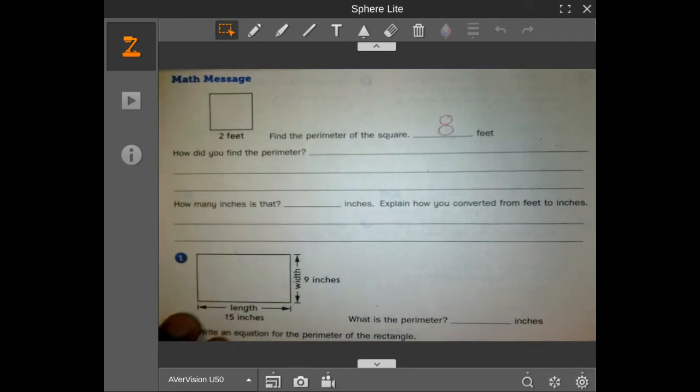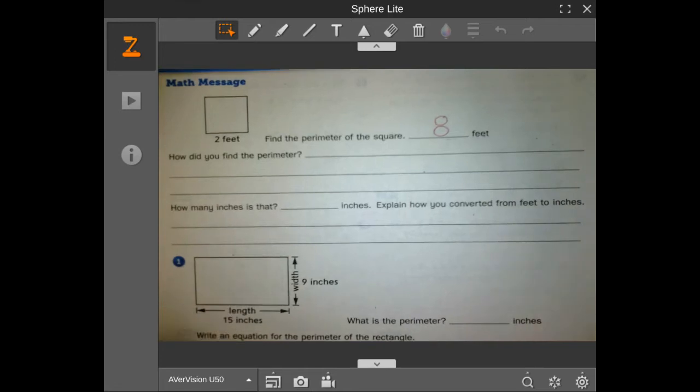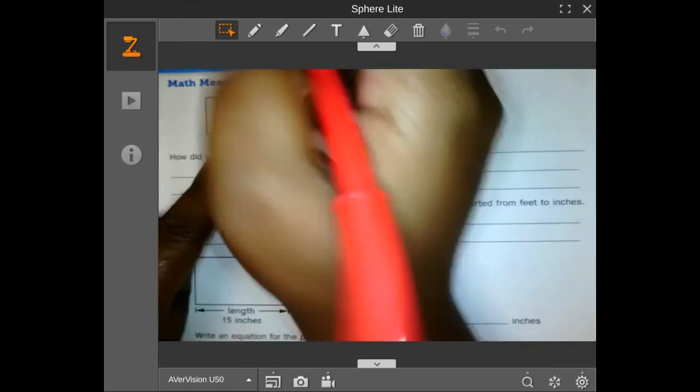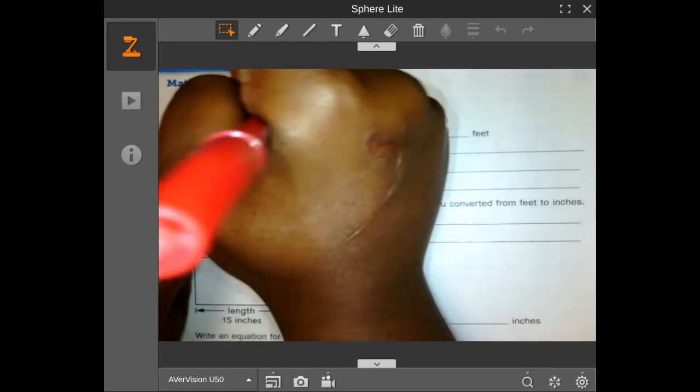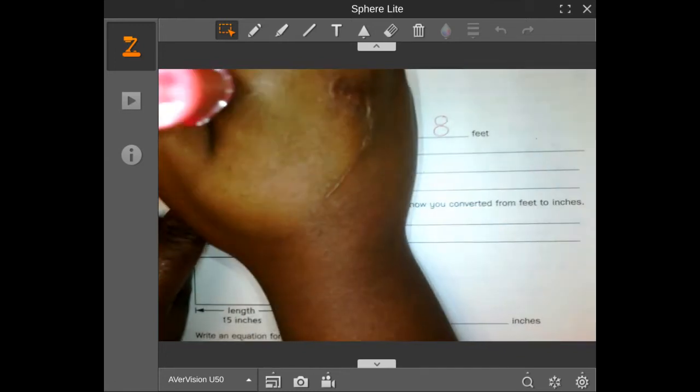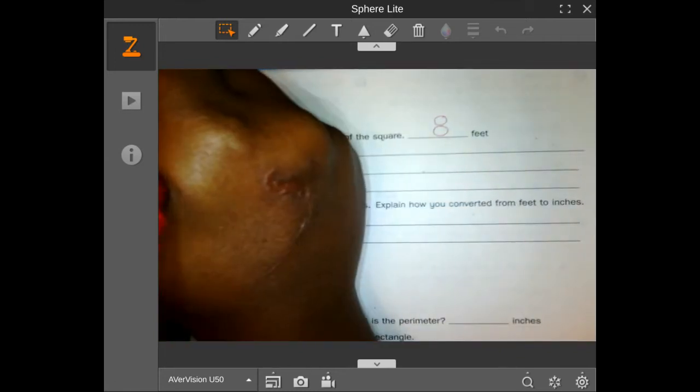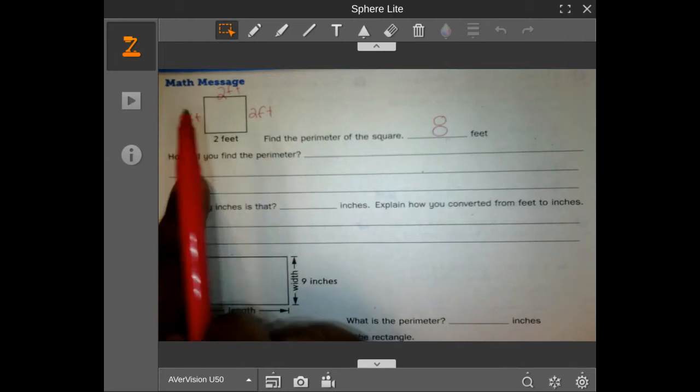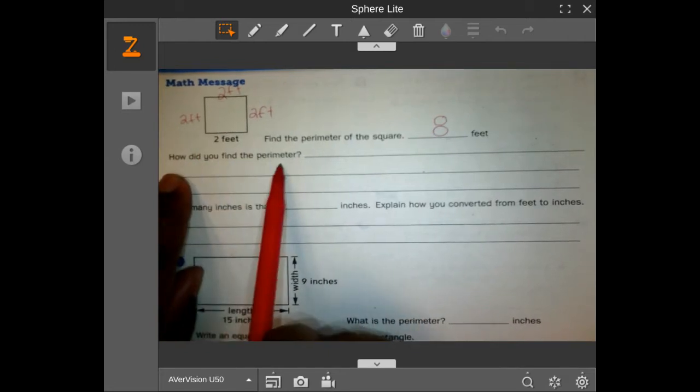Because it's a square, we know that every side is the exact same length. So if this side is 2 feet, then this side is 2 feet. This side is 2 feet. Excuse my scar there. This side is 2 feet. So how did you find the perimeter?